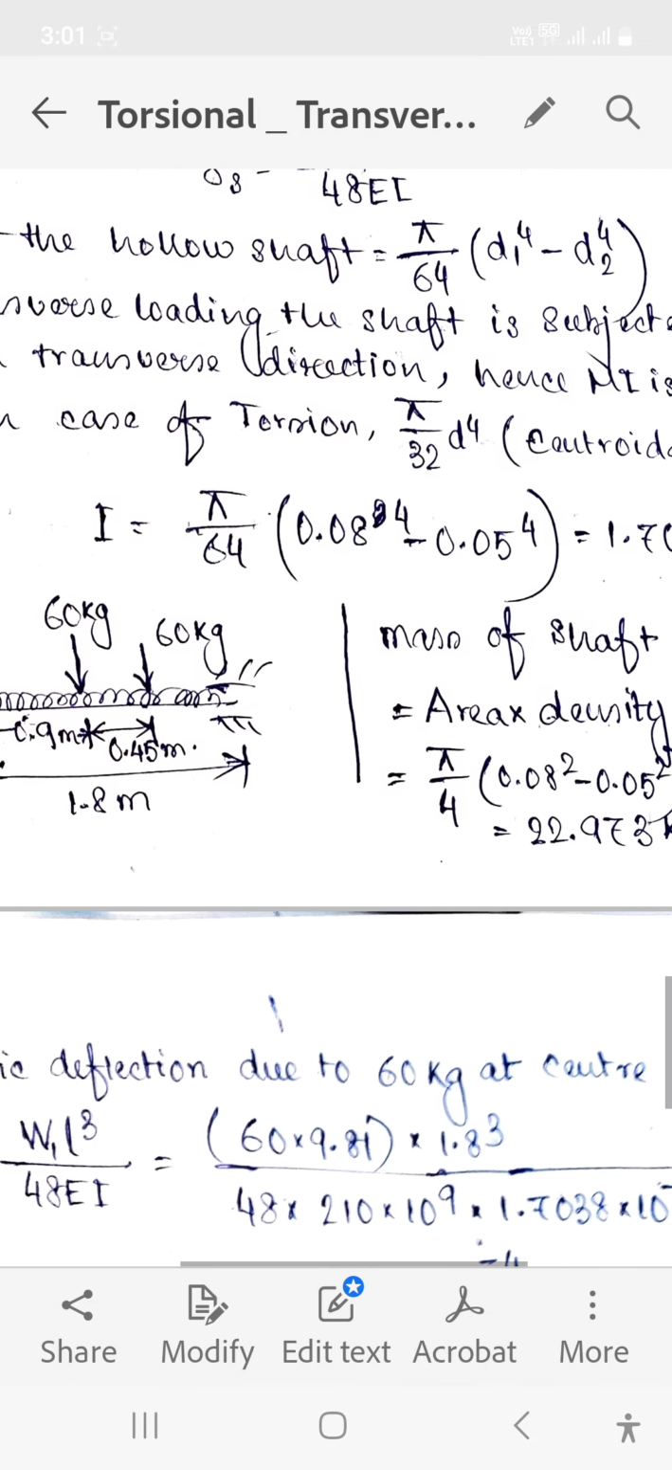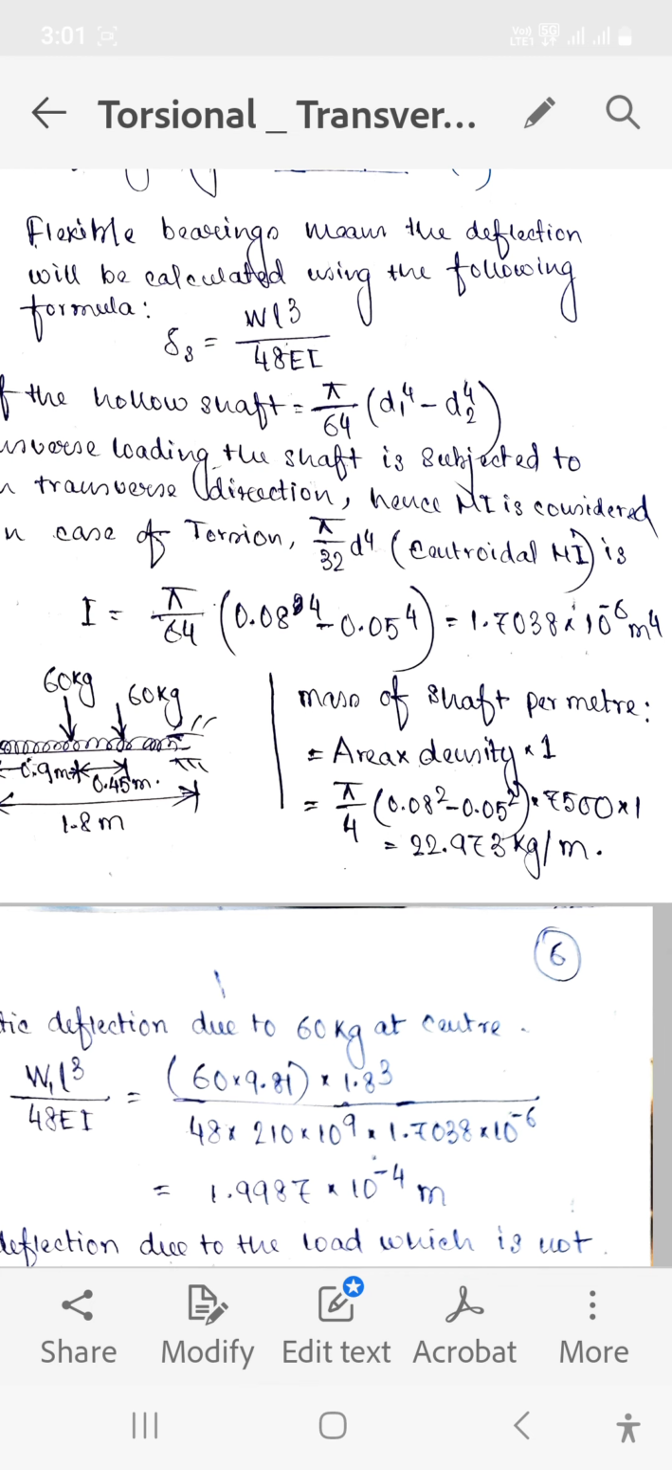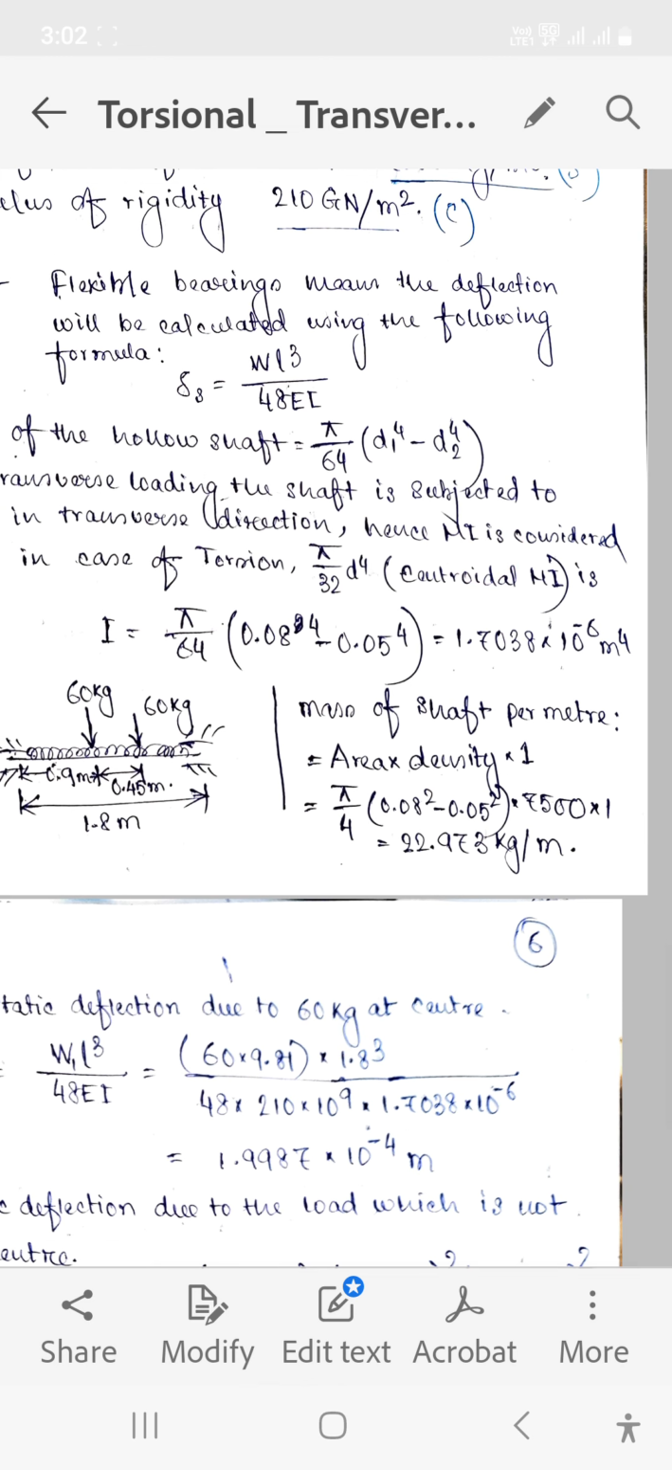Now I am calculating the mass, area into density. The diameters are given, so the area is pi d square by 4, and as it is hollow, I need to subtract the inner area, then multiply by the density. That gives the mass of the shaft per meter, because that is the value I need while calculating the central deflection due to the uniformly distributed load.